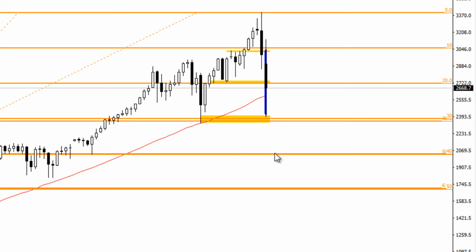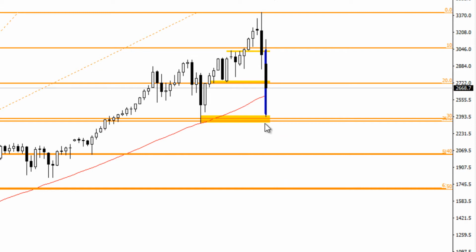We drop down to the 40% pullback, so from 0 to the highest ever peak, 40% down from that corresponds to our 50% from the 2009 low. We drop down again, the 61.8% Fibonacci from the 2009 low matches up very nicely with our 50% pullback of our all-time peak.